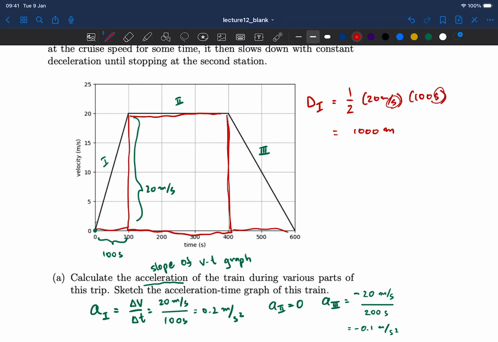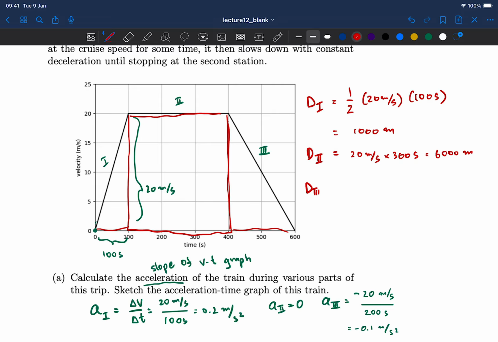Seconds here cancel with each other. So distance has to be in meters, right? So that looks good. Now the second part is just a rectangle, so you just multiply the height with the base. The base is from 400 to 100, so that's 300 seconds. So that's going to be 6,000 meters.